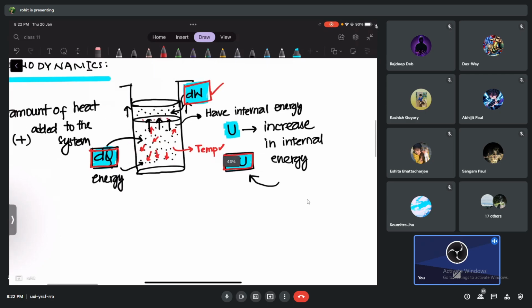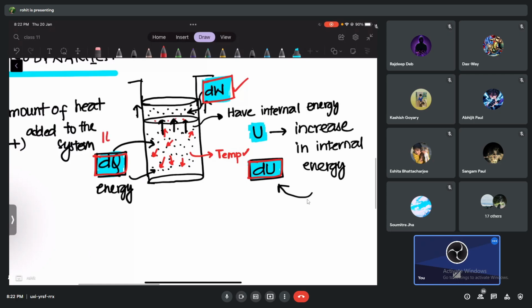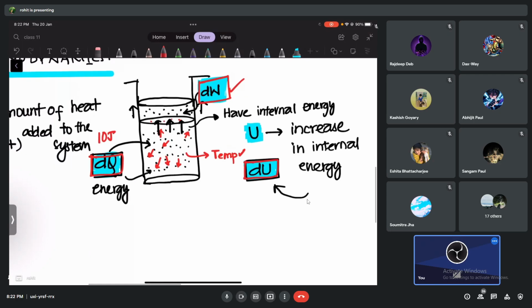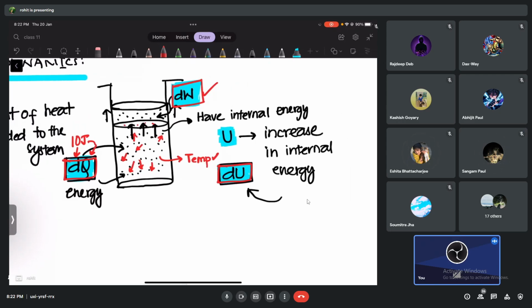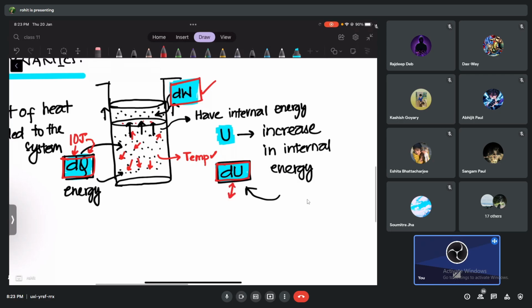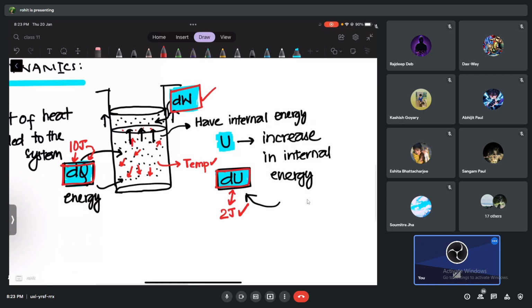See, can I say that the gas has gained 10 joules of energy? Does it make sense? Just check. Is it fine? Just an example. The gas has gained how much energy? 10 joules of energy. And by gaining 10 joules of energy, the gas internal energy has increased by 2 joules. Is it possible or not, guys? Tell me. Yes or no? Yes, sir.